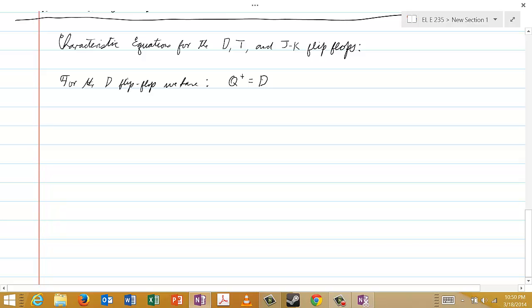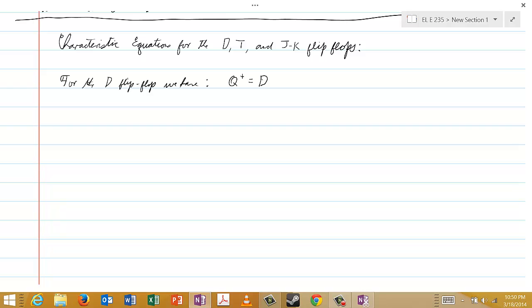Now, when we have this characteristic equation, we need to understand the next value of Q as meaning the next value of Q immediately after a triggering event. So this would be immediately after a positive edge if we're talking about a positive edge triggered D flip-flop, or immediately after a negative edge if we're talking about a negative edge triggered D flip-flop.